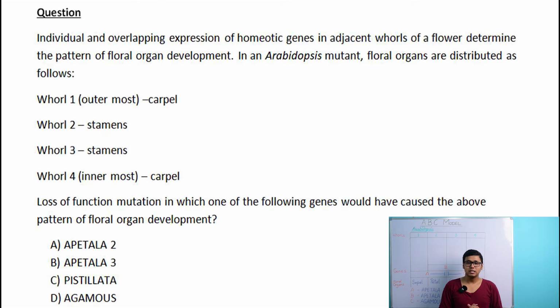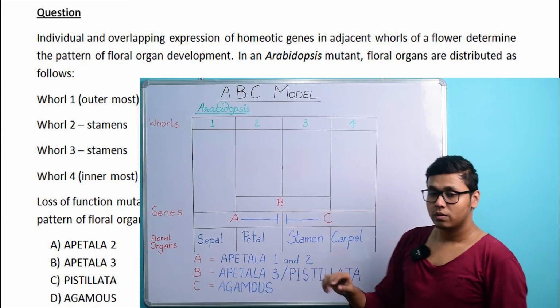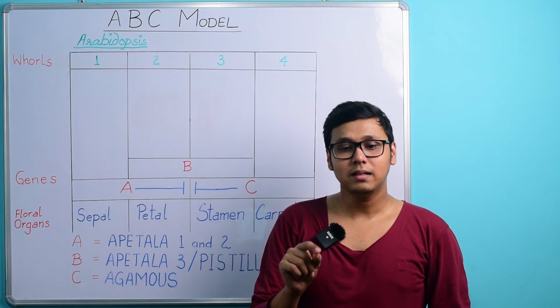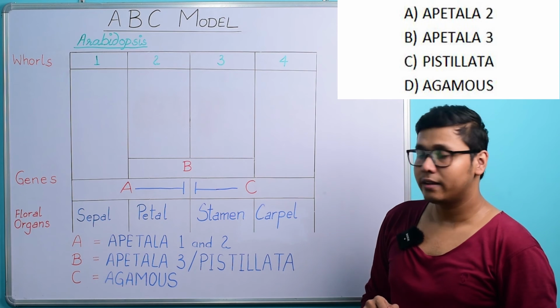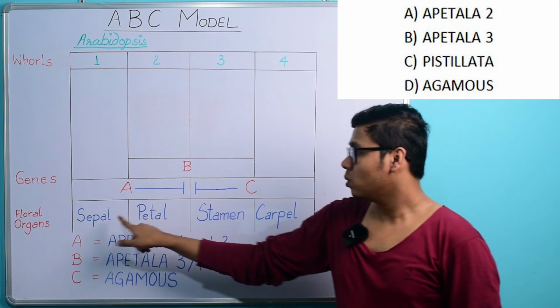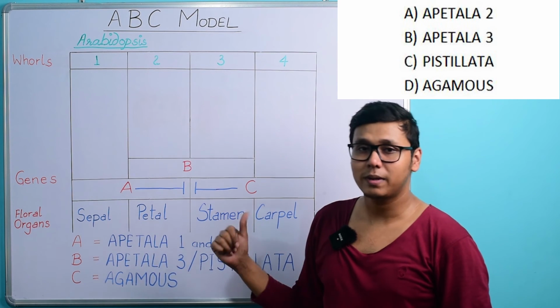So on the basis of this arrangement, they have asked the question: loss of function mutation in which of the following genes could have caused the above pattern of floral organ development. Okay, very easy question. Let me get it to you. So the arrangement is carpel, stamens, stamens, carpel, right? Now look here. These two are getting replaced. Petal is replaced by stamen and sepal is replaced by carpel.